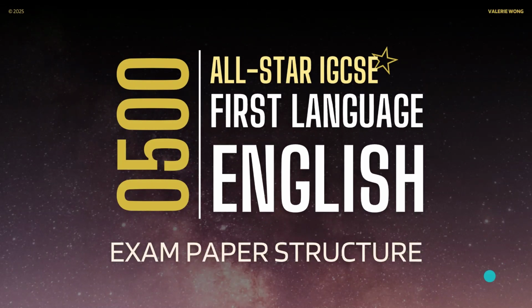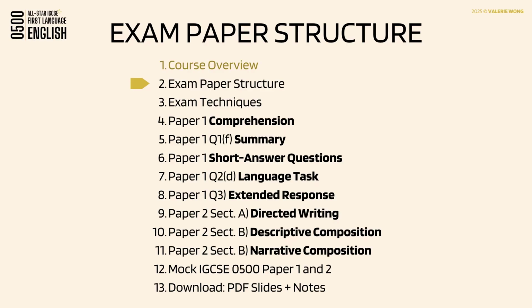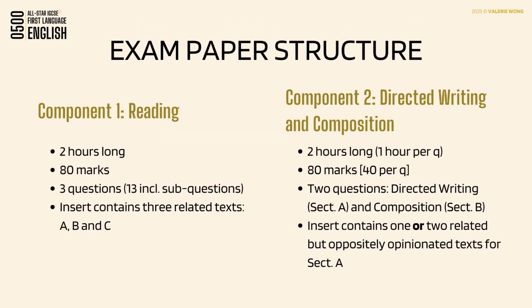Alright, today we'll be covering exam paper structure first and foremost, which is section 2 of the whole course. Now, first off, we have two components of the exam. Component 1, which you must take even if you're taking coursework instead of component 2, is paper 1, reading, which is 2 hours long, worth 80 marks, which is half of 160 if you didn't know that. 160 is the full marks.